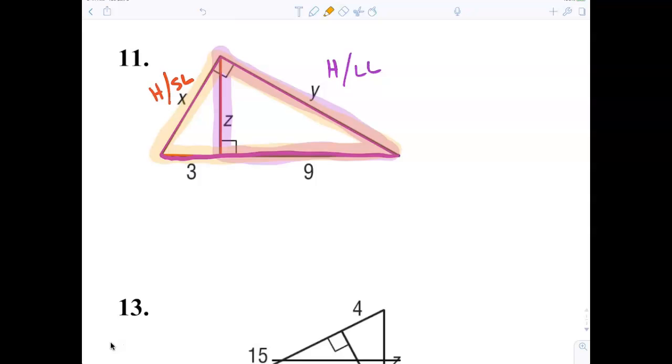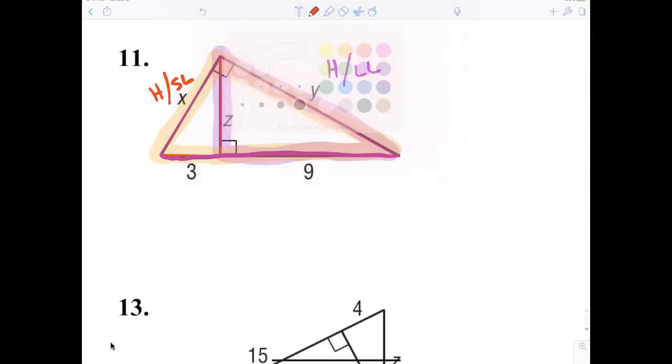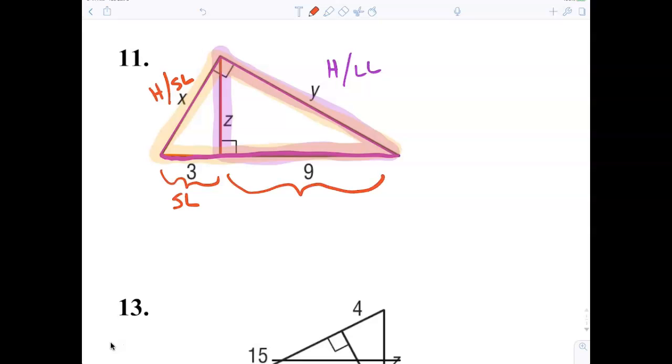All right, now I'm going to ask you about 3. This right here could be the what? Could be the short leg, right? Now, is that really a side of one of the other triangles? No, it's a part of a side, but it is not a side. Does everybody agree with that? All right. Now, let's look at this 9 right here. That could be considered what? A long leg, right?